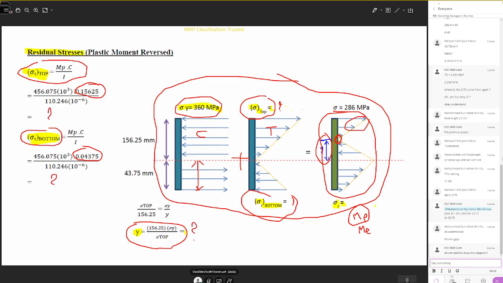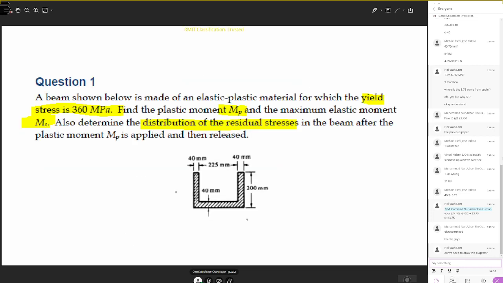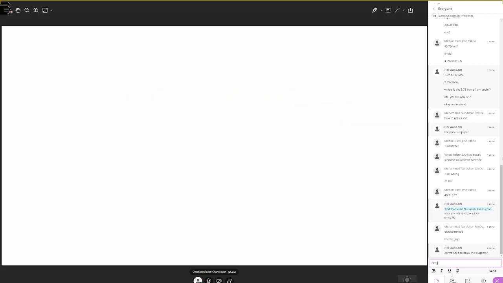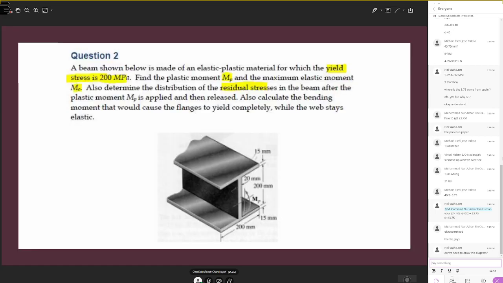Yes, 100% you need to draw this. For the assignment, yes. For the exam, it depends on the question. If the question asks you to draw the stress distribution, then you need to draw this. All right, any other questions?